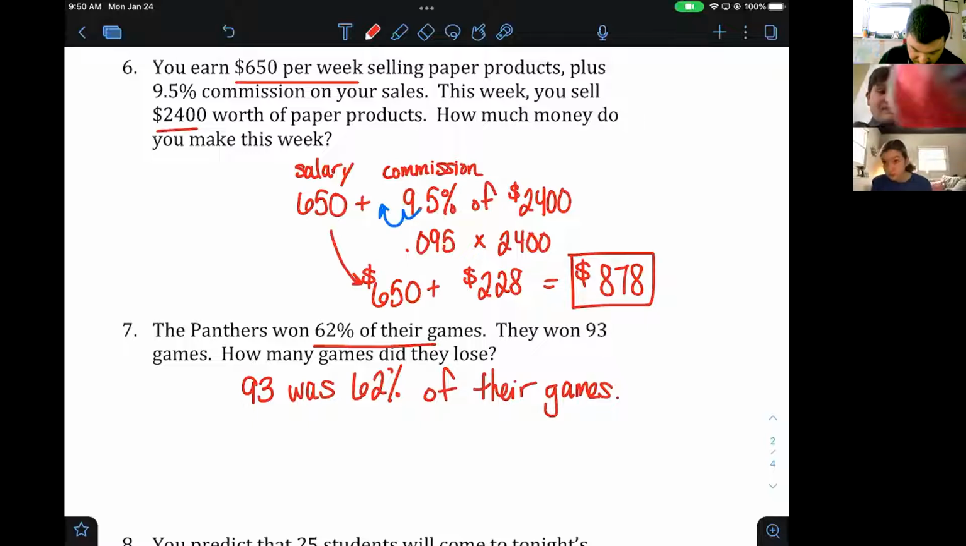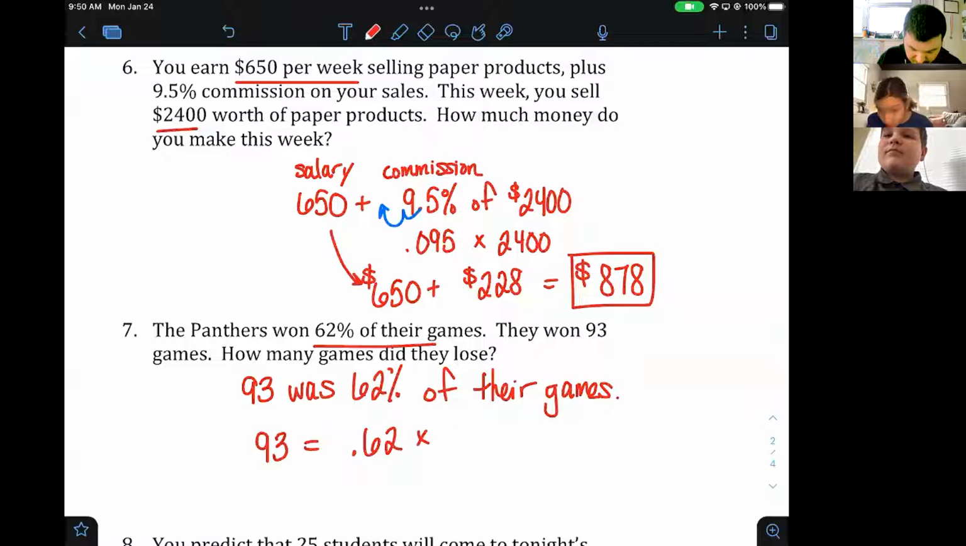We'll start with the 93. That's how many games they won. And then it says "was." Was is the past tense of the word is. Can someone tell me what is means? Equals, yeah. So 93 wins equals 0.62 of their games.